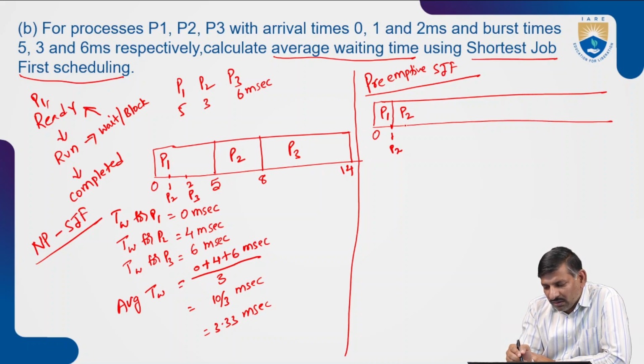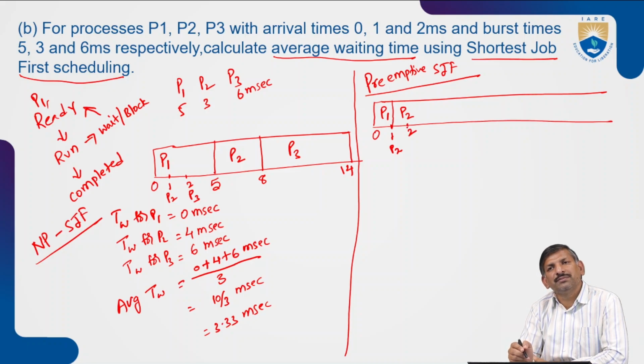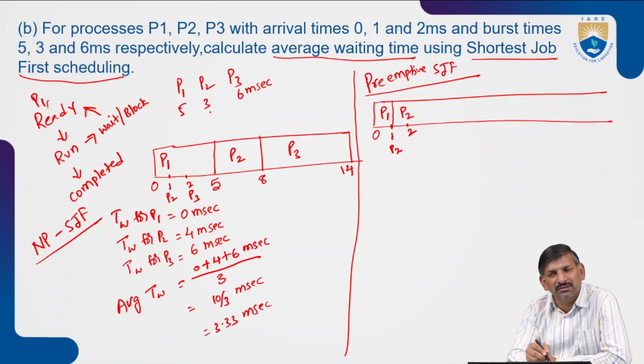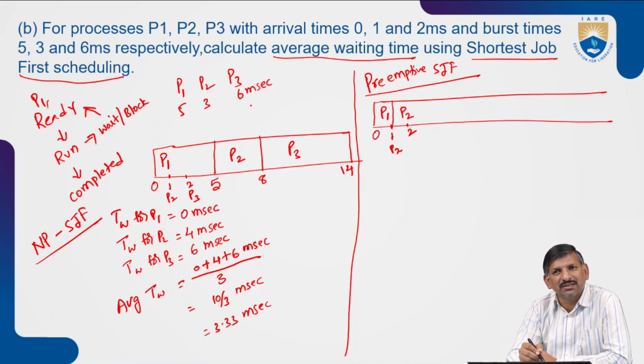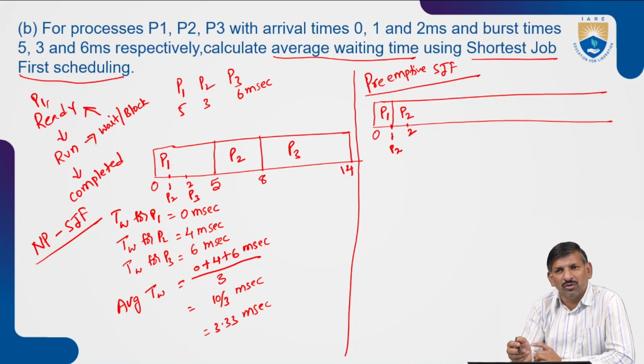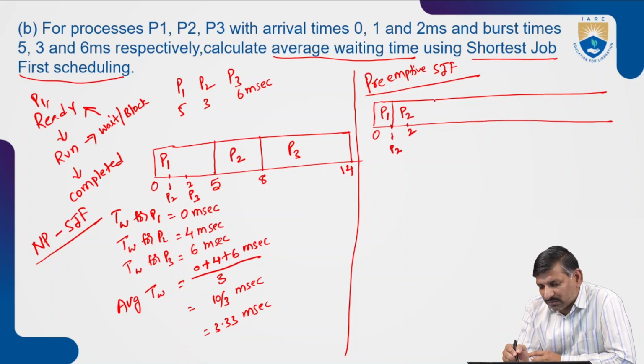Again, at the time of second millisecond, a new process P3 enters into the ready state. What is the remaining execution time of P2? Total execution is 3 milliseconds, and 1 millisecond is already executed, so remaining execution is 2 milliseconds. P3 execution time is 6 milliseconds. If you compare these two, which one is having less execution time? P2 only. So P2 continues its operation, up to the 4th millisecond.